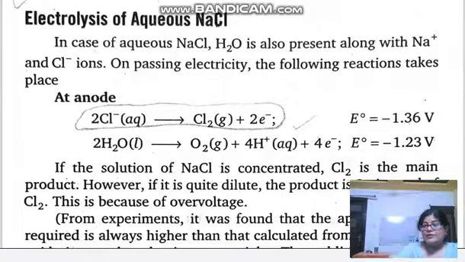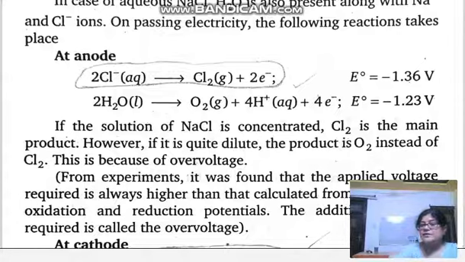So at the anode, chlorine and water both are candidates. Both the reactions can happen. Now chlorine has Cl2 plus 2 electrons, with an electrode potential of 1.36. In water, it has an electrode potential of 1.23. Now, if the solution of NaCl is concentrated, then chlorine is the main product, because then the amount of chlorine becomes more. So chlorine is the main product.